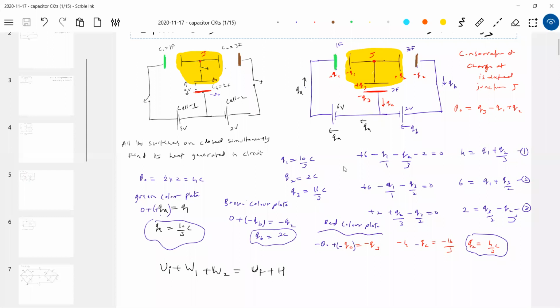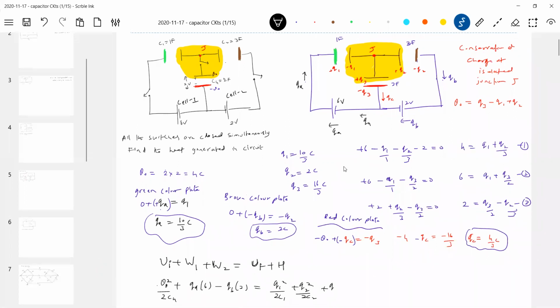Now initial energy, so Q naught square by 2C4, plus work done by the cell QA into 6. Then this cell will do negative work QB into 2. Final potential energy Q1 square by 2C1, Q2 square by 2C2. Solve for this, you'll get the heat generated.